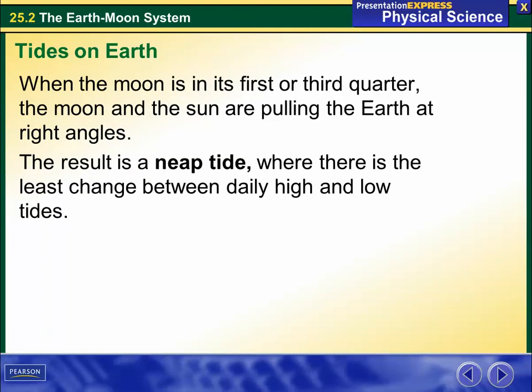When the moon is at its first or third quarter, the moon and the sun are pulling the Earth at right angles. This results in what's called a neap tide, where there is the least change between daily high and low tides. So depending on the position of the moon, sometimes we have really strong tides, sometimes we have really low ones, because its gravitational force is different depending on what's being pulled.